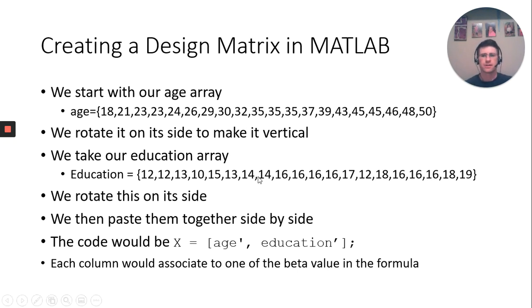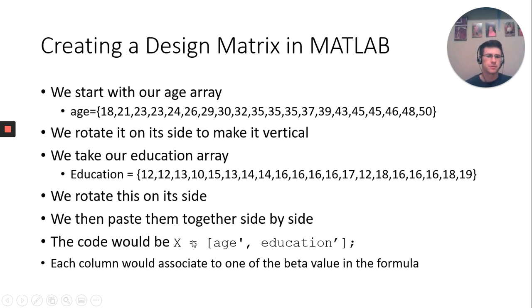So we start with an array. So here's age, and here's the numbers that I used. We rotate it, so we flip it vertical. We take the education array, same thing, number of years, and I flip it vertical, and we like that. Then we're going to put them together.